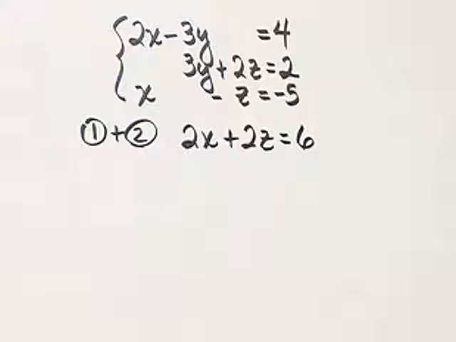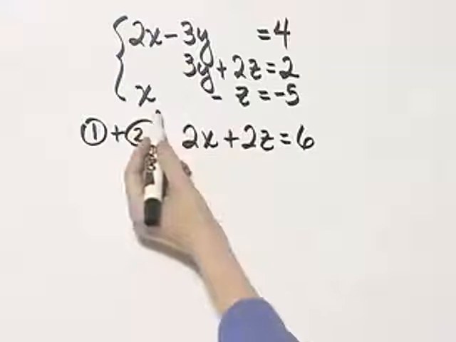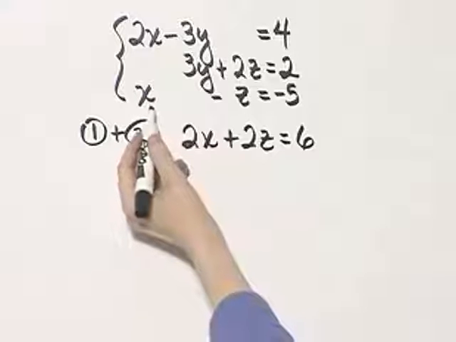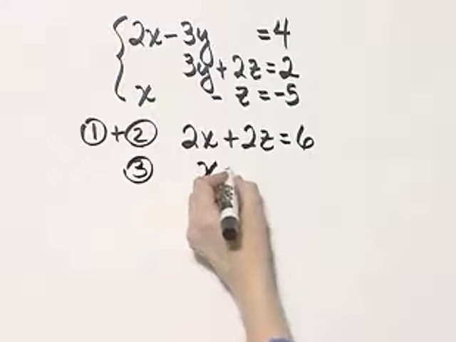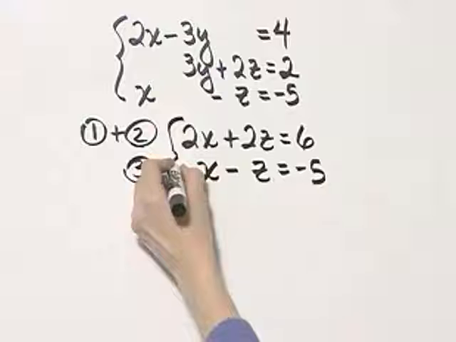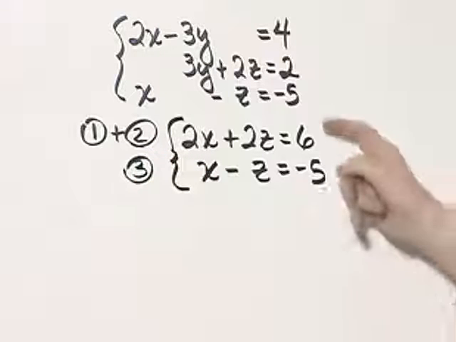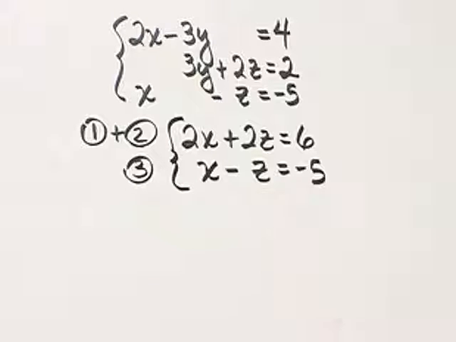Then normally what we do is we find any other 2 equations and we eliminate the same variable. But looking at these 3 equations, I see that this third equation happens to have no y term in it. So I'll simply write down now equation 3, which is x minus z is equal to negative 5. Now treat this as a system of 2 equations in 2 unknowns, and let's solve this system.